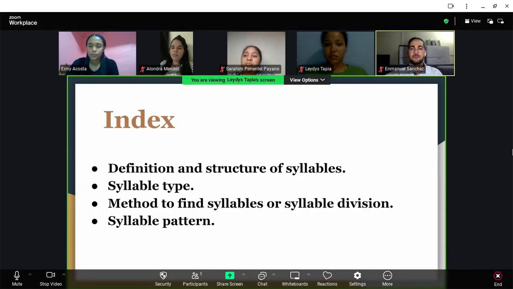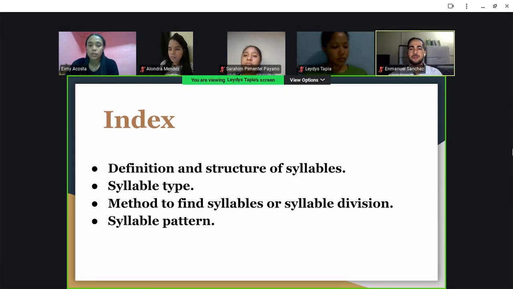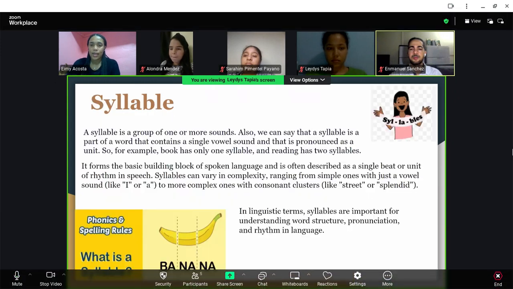Okay, the definition and structure of syllables, also the syllable types, the method to find syllables or syllable division, and syllable pattern.